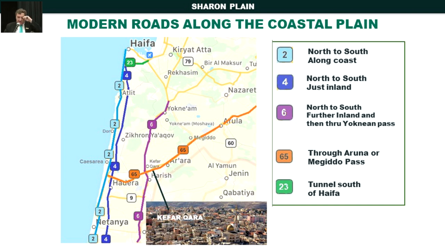Now, the ancient Via Maris followed today's Highway 65 through the Aruna Pass, and then when it reached the coastal plain, it turned south and followed the path of today's Highway 6. Now, where it leaves the coastal plain and starts going through the Aruna Pass, it passes the Arab town of Kefir Kara, which is quite an impressive looking town when you come into it on the slopes of the Carmel Range with a couple of lovely gold dome mosques. Now, one further road to note here is the tunnel that goes under the Carmel Range a little south of Haifa, noted as Highway 23.